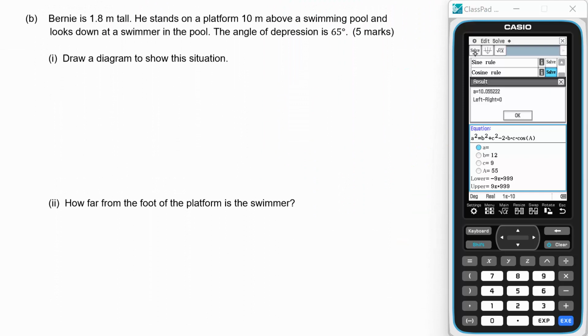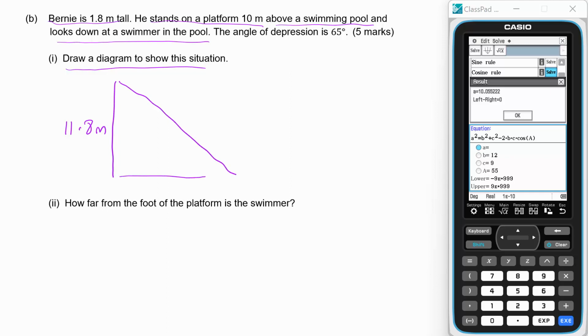So Bernie is 1.8 meters tall. He stands on a platform 10 meters above a swimming pool. So all in all, with Bernie and the platform, his eye level is 11.8 meters up. We're asked to draw a diagram. So Bernie is 1.8 meters tall and he stands on a platform 10 meters above the swimming pool. We've got that. He looks down at a swimmer in the pool. So he's looking down over here, and we've got a swimmer just here.